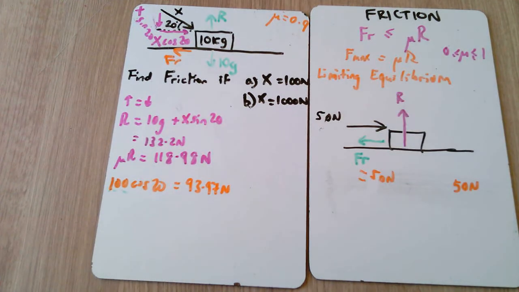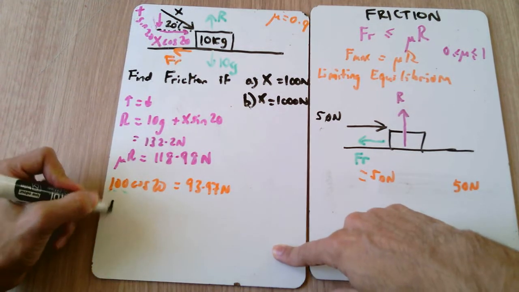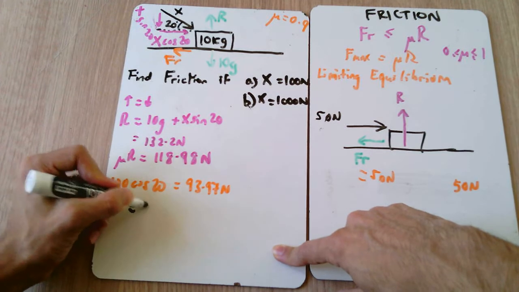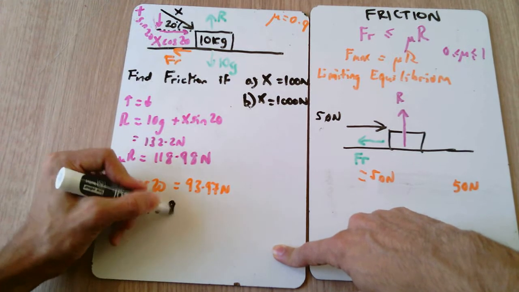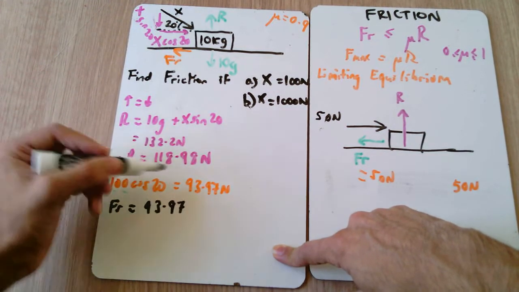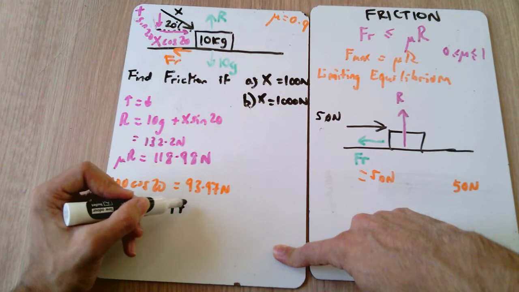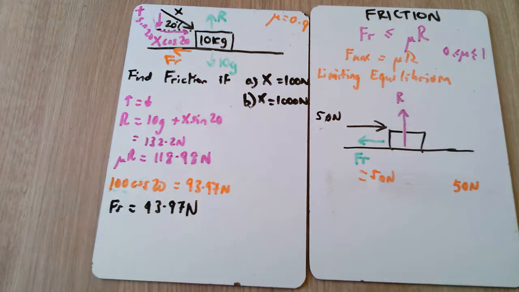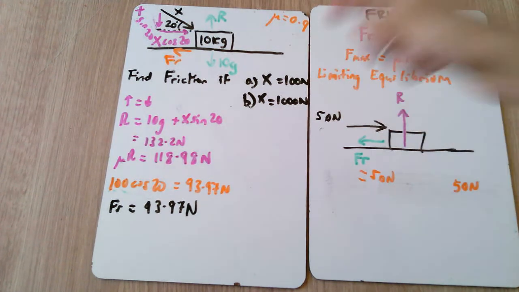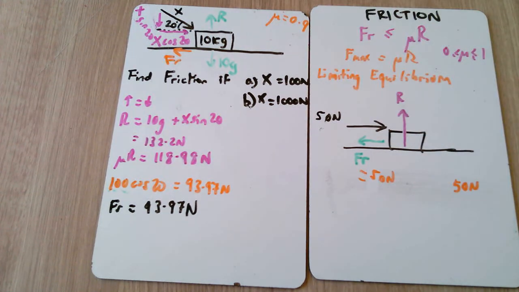Therefore, the value of friction in this case is also equal to 93.97. Friction is equal to 93.97 because we have not overcome the value of mu R, meaning this object is not going to move. So that was when we used it for x is equal to 100 newtons. Let's now apply this for x is equal to 1,000 newtons.